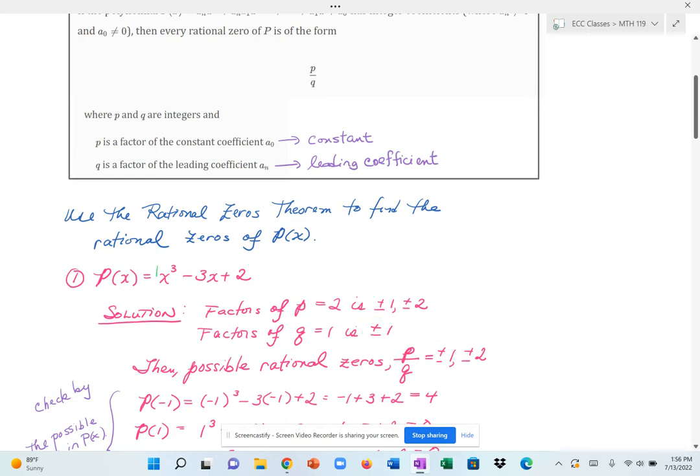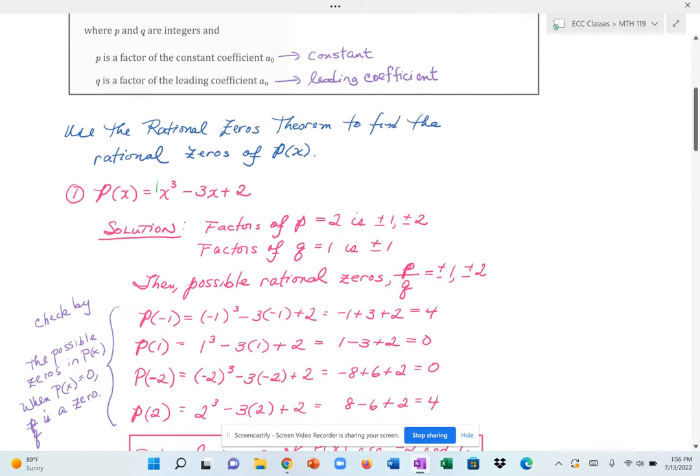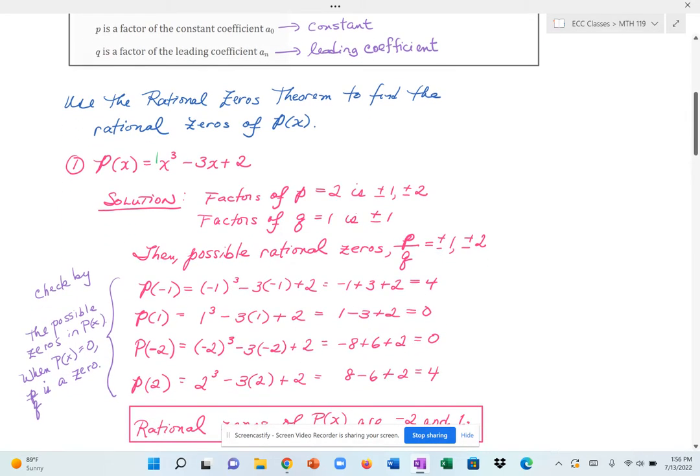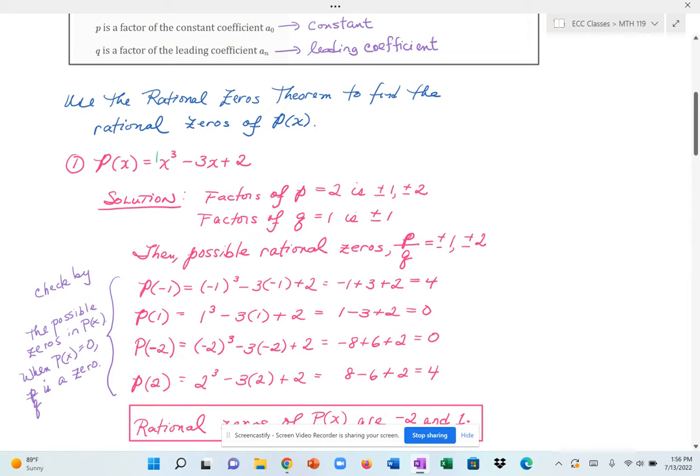Now, how do we know for sure if it's a zero? One way is to check by just plugging in the numbers. So if I plug in any one of these four numbers into my original function, and if the answer for p of that number is 0, then you have found an actual zero or root for your polynomial.